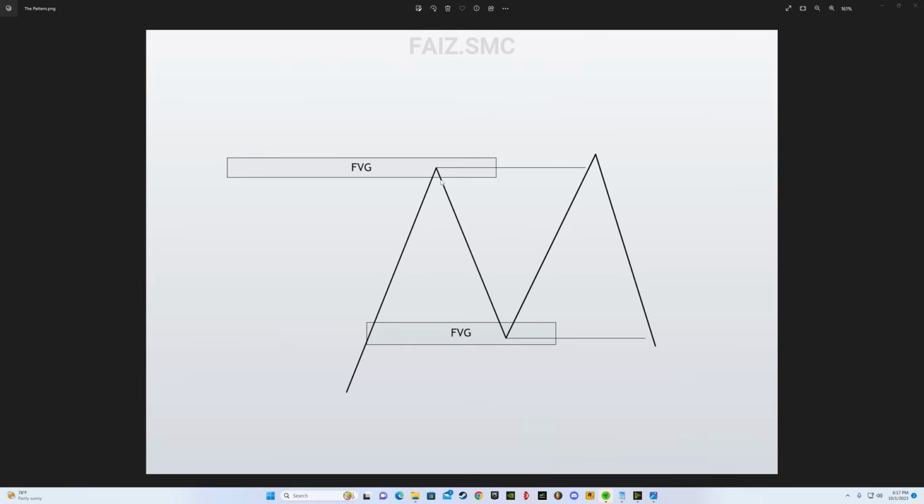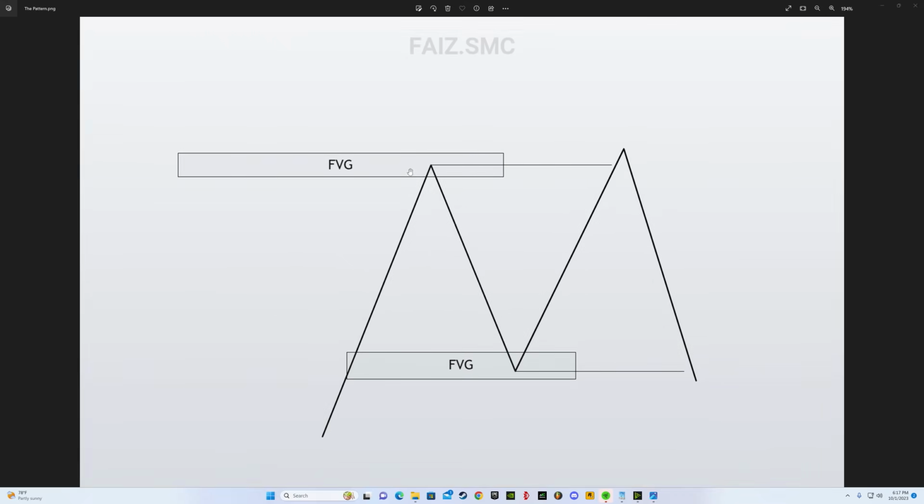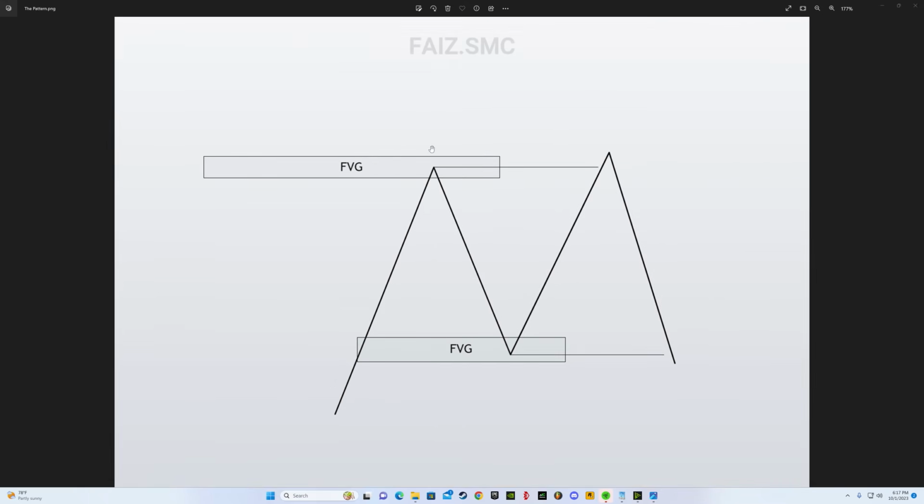Now let's say that price comes back into this fair value gap and creates a low. So we have a low that is formed in the fair value gap, and then we have a high that is formed inside the fair value gap. Now this low and this high are valid liquidity swing points, right? So this low is a valid liquidity swing point and this high is a valid liquidity swing point. So now you can anticipate that price is either going to take out the high that is formed in the fair value gap or the low that is formed inside the fair value gap.